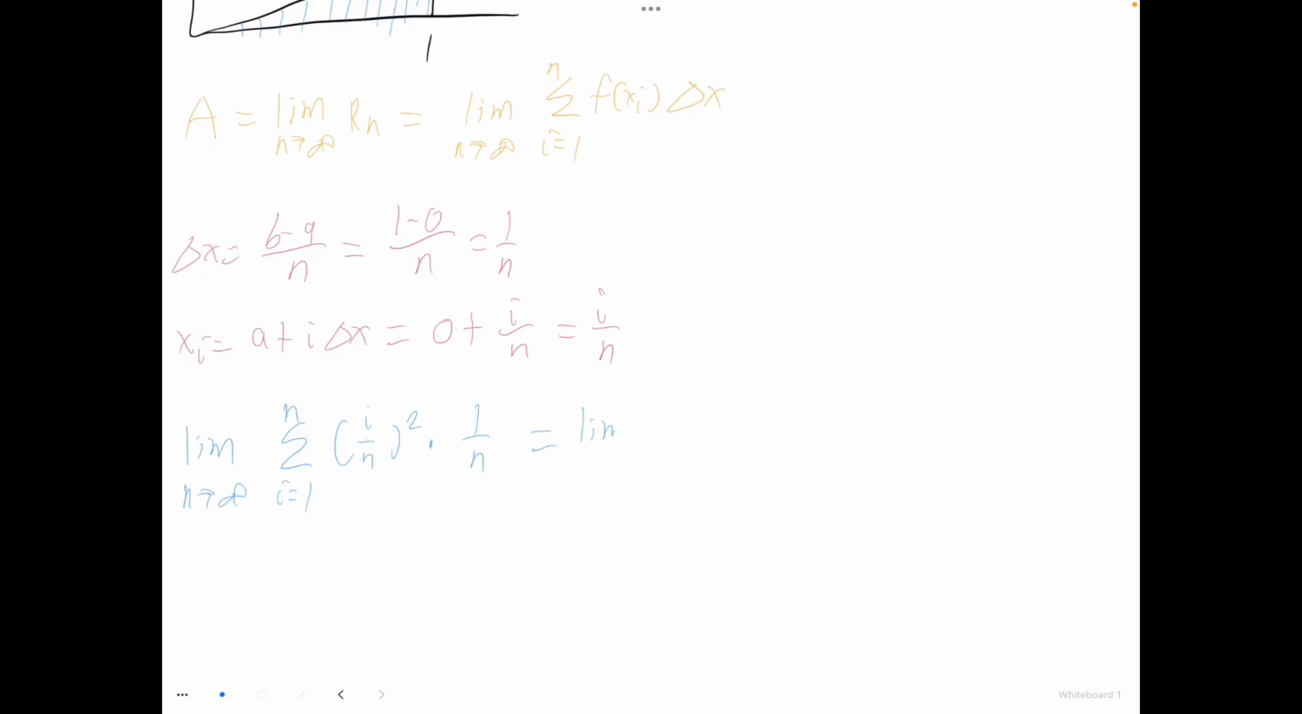So we want to do this limit now. We have the limit as n goes to infinity of the sum from i equals 1 to n of i squared over n squared times 1 over n. So this is the limit as n goes to infinity of the sum from i equals 1 to n of i squared over n cubed, which is this limit: the limit as n goes to infinity of 1 over n cubed times the sum from i equals 1 to n of i squared. Remember that we can pull constants out of sums.